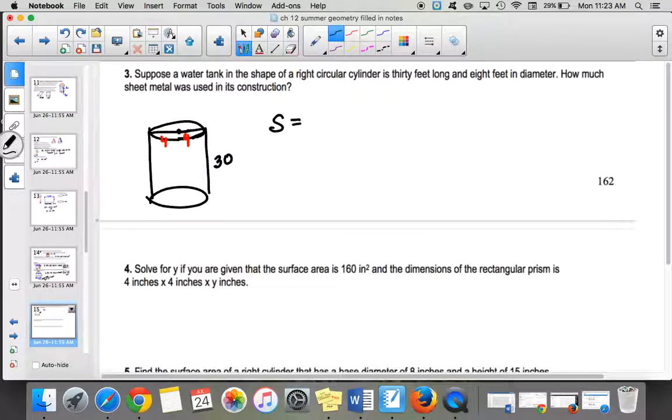I always write SA, and I always mean to write S, but it doesn't matter. When I write SA, my students get confused because they're like, what's S? What's A? I multiply those together. I'm like, no, it's just how I write surface area. I don't know. It's confusing. I'm going to try not to confuse you.